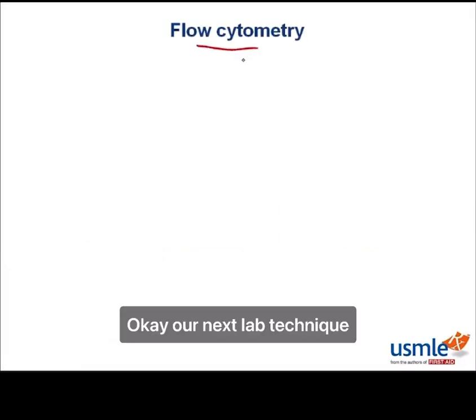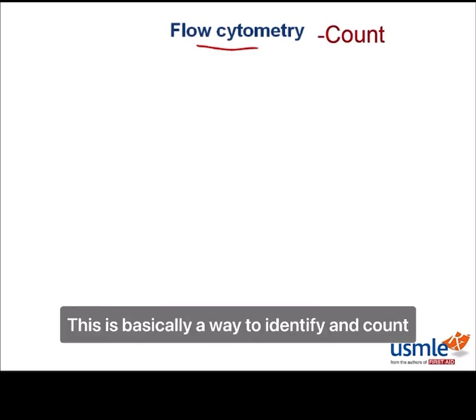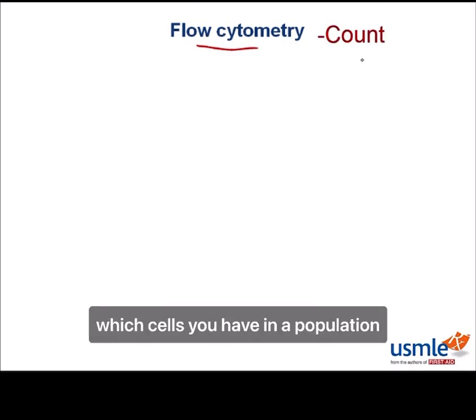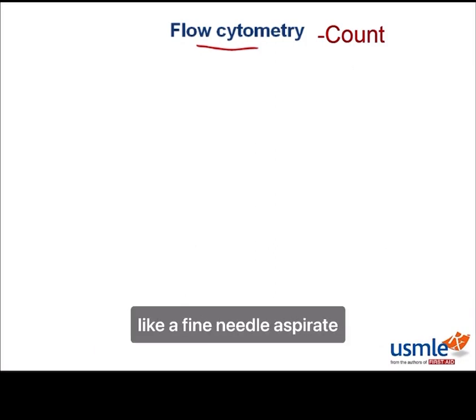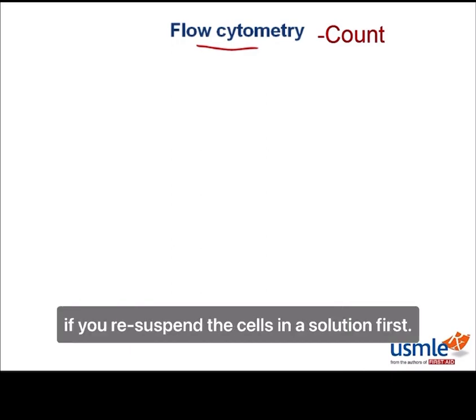Okay, our next lab technique is flow cytometry. This is basically a way to identify and count which cells you have in a population, usually in a fluid sample like blood, although you can also do it in non-fluid samples like a fine needle aspirate if you resuspend the cells in a solution first.